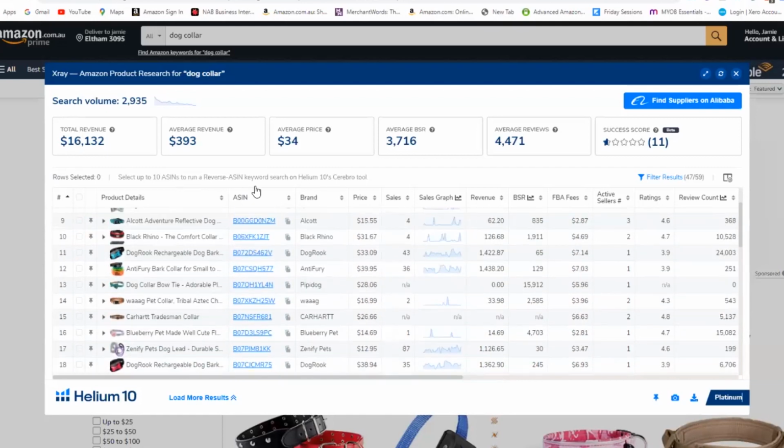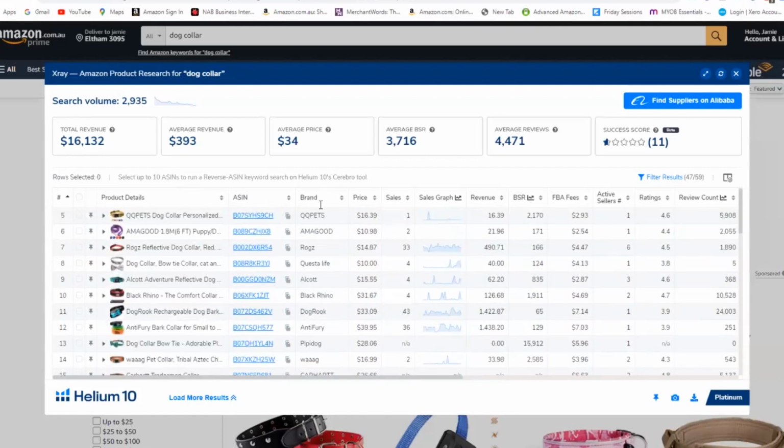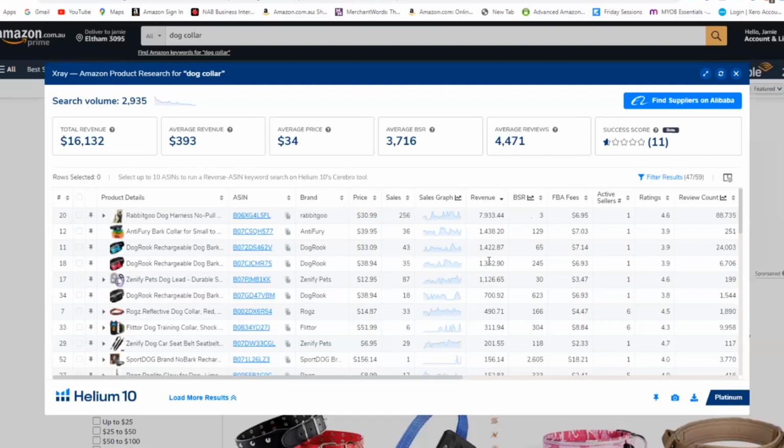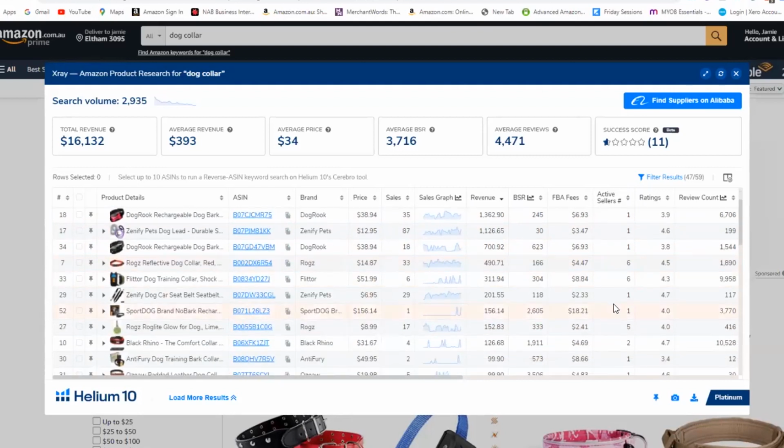You know, if this was underwear, for example, boxer shorts, it might be Bonds everywhere. So you can really quickly have a quick scan of prices, how many sales. The revenue, you can sort by revenue. So who's the best seller or making the most revenue and the BSR. We've got all the FBA fees, how many active sellers. So that could tell us if this product's being wholesaled or not, or whether Amazon's selling it.